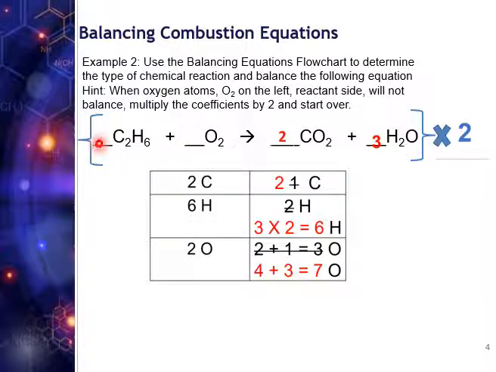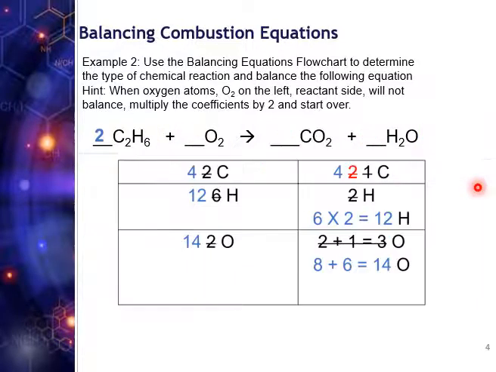So we will put a 2 in front of the C2H6. 2 times 2 is 4 in front of the CO2. 3 times 2 is 6 in front of the water, and then we'll balance the oxygen. 2 times 2 is 4 carbons. We're going to add a 4. 4 times 1 is 4 carbons. 2 times 6 is 12 hydrogens. 6 times 2 is 12 hydrogens.